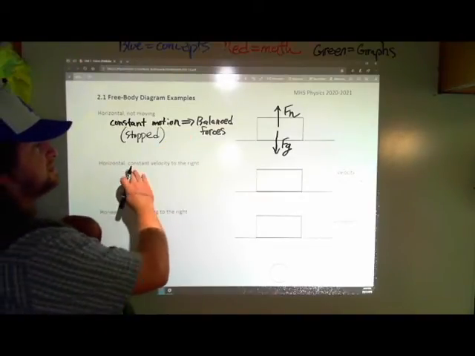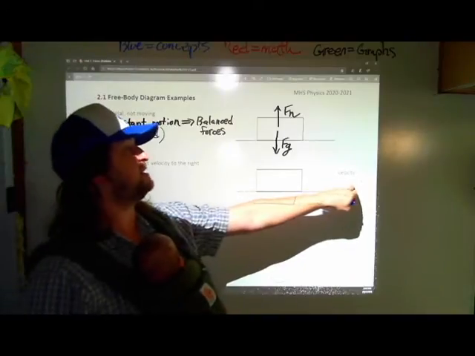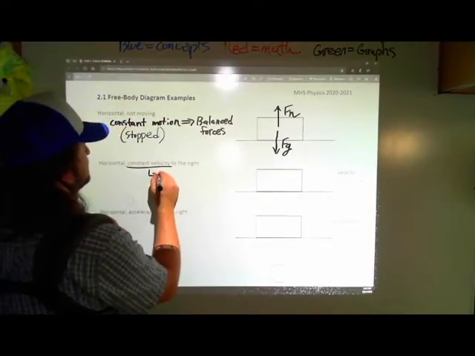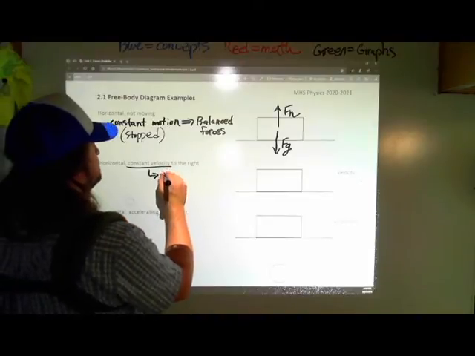So this next one, you're going to have constant velocity. Constant velocity tells us that we also are going to have balanced forces.